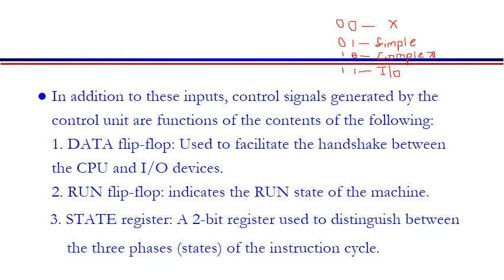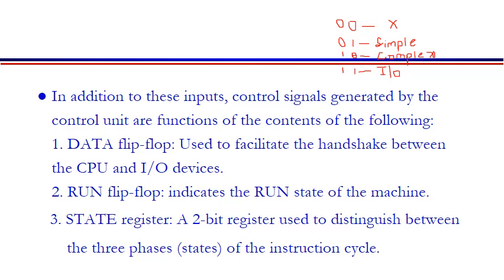So there are three possibilities. The first one is simple memory transfer, the second one is complex instruction, and the third one is input or output instructions. If the status of the state register is 00, it means that we are not using any of the three phases of the instruction cycle.